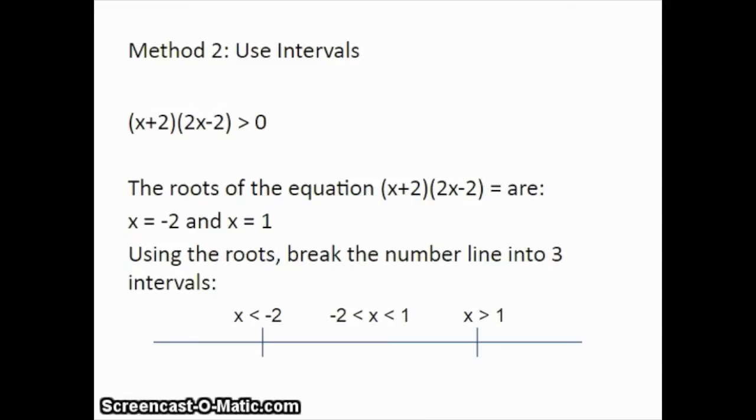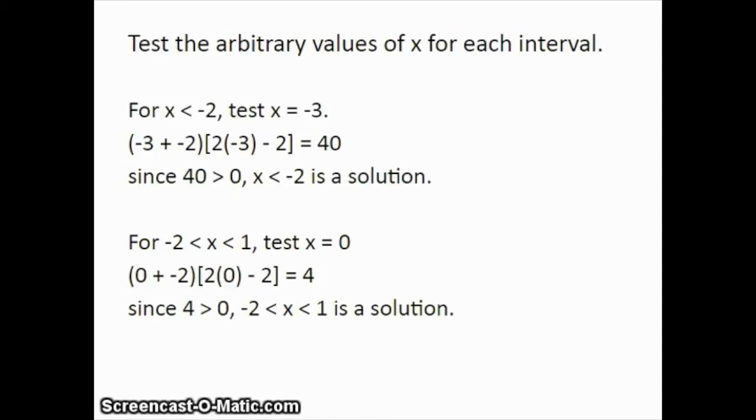The roots of the equation x plus 2 times 2x minus 2 are x equals minus 2 and x is equal to 1. Using the roots, break the number line into 3 intervals, which are shown here. Then we need to test arbitrary values of x for each interval.